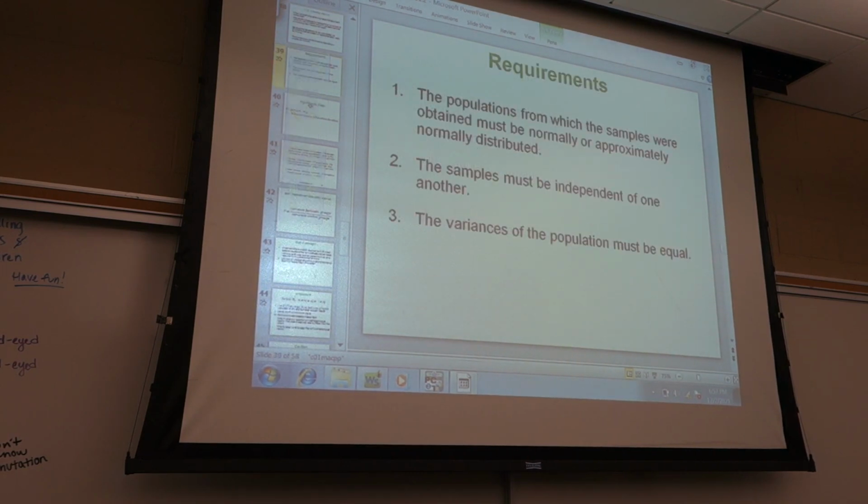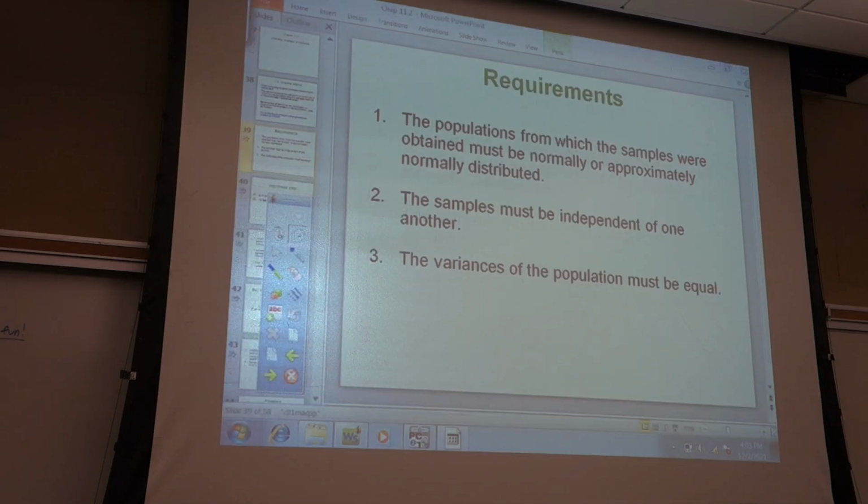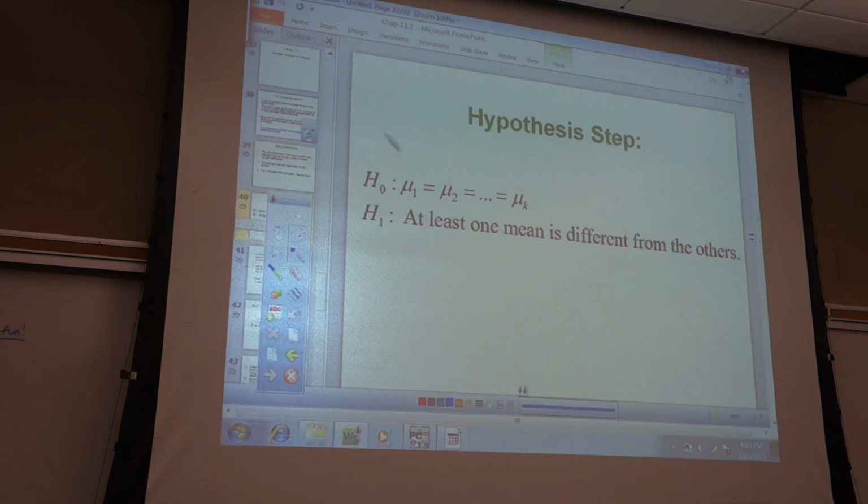All right, so there's some requirements. Population should be approximately normal. Samples should be independent of one another. Don't worry about the requirements; I'm not going to really push those too far. Okay, here's your first step.